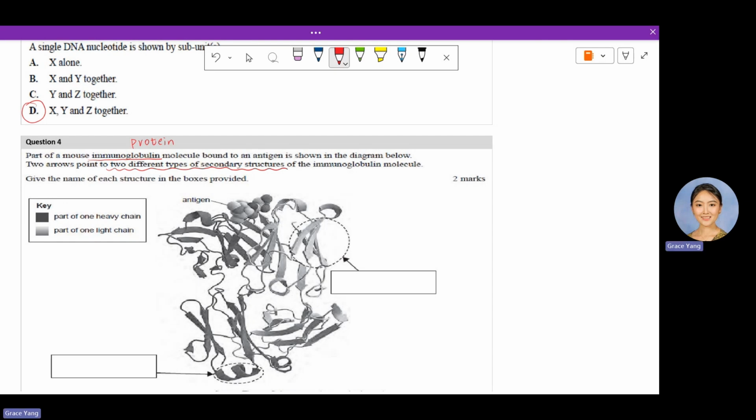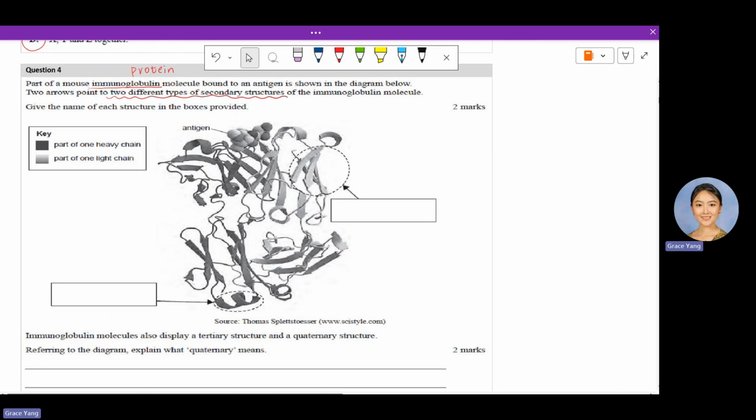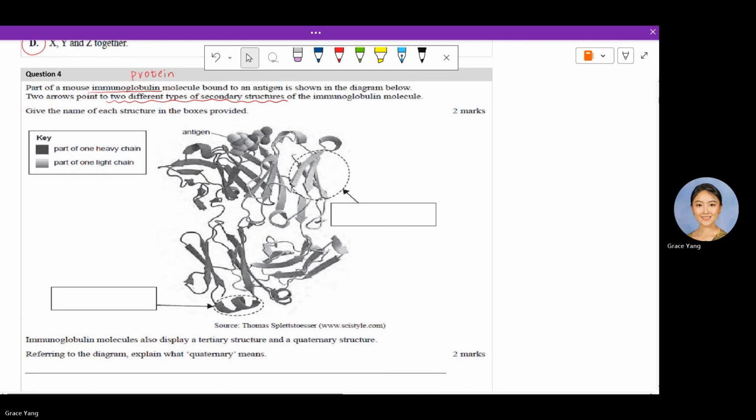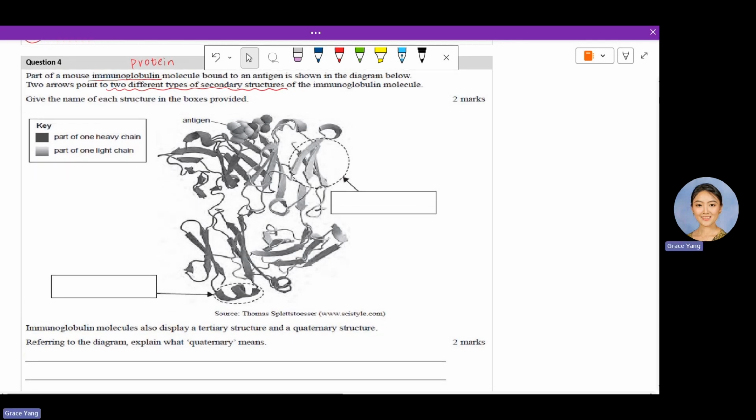It's also color-coded, even though it's in black and white, but we can see there is a darker gray heavy chain, a chain of polypeptide, and also a lighter chain that's coated with lighter gray color. Question 1 asks us, give the name of each structure in the boxes provided. So let's have a look at the structure. We already know it's 2 different types of secondary structure. So you can choose between your options of alpha helix, beta pleated sheet, and random coil.